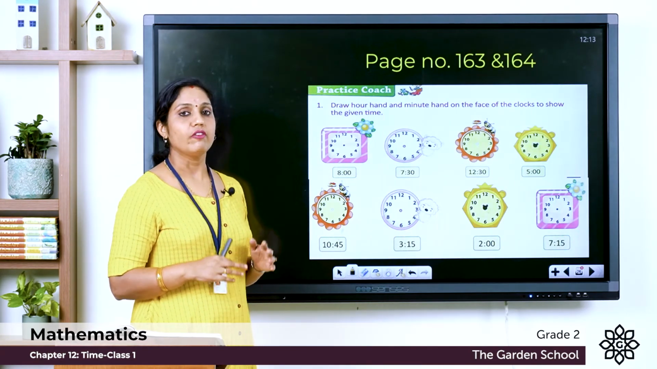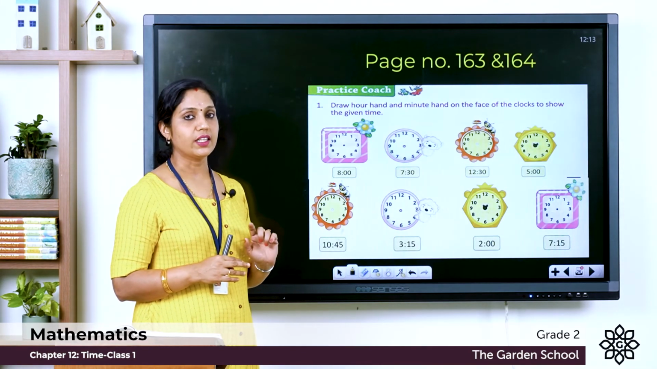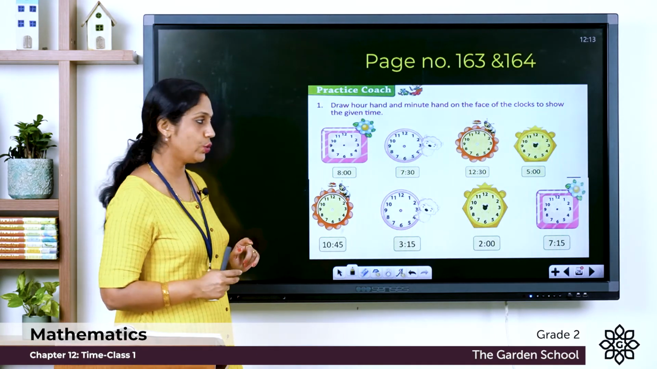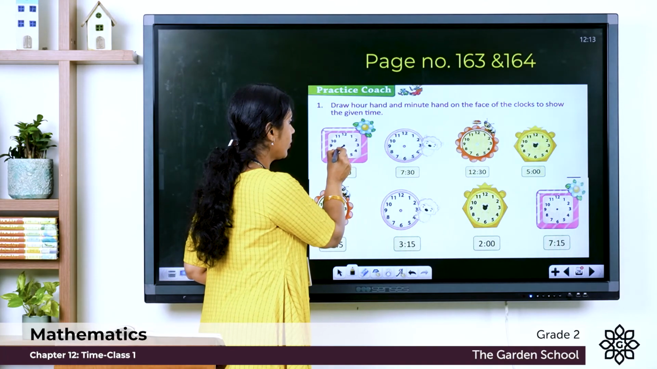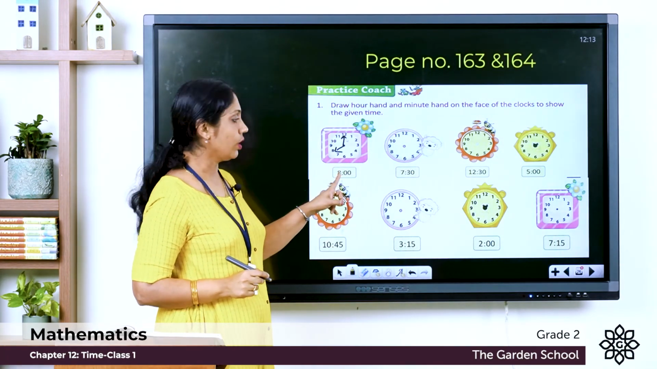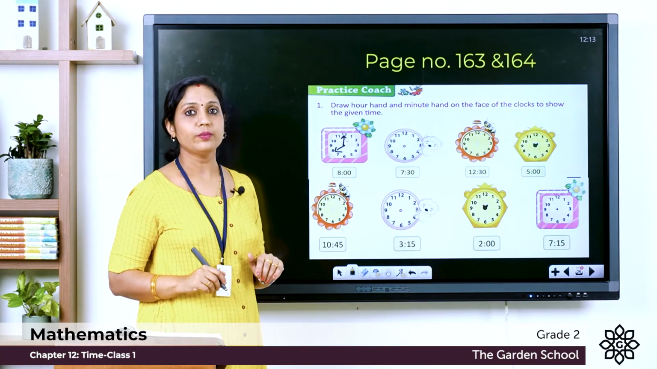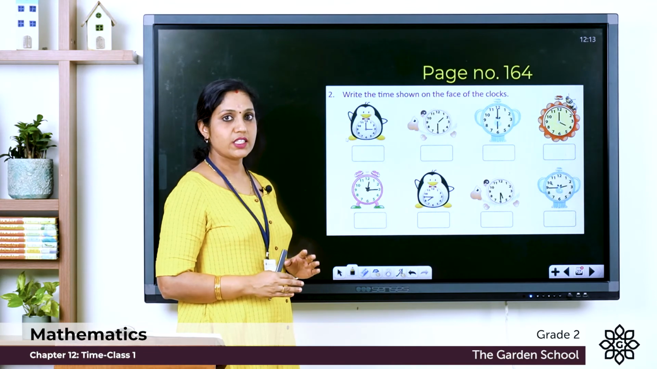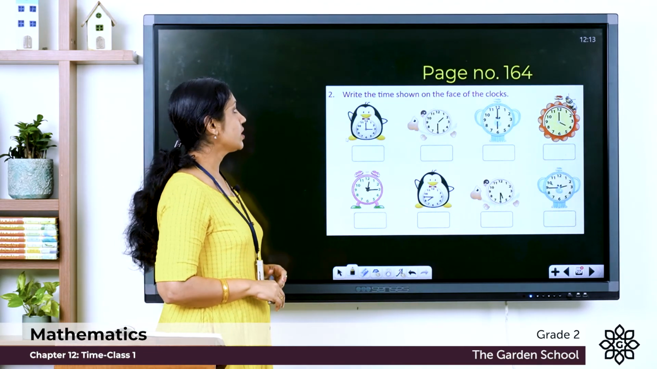It's 8 o'clock. When it's 8 o'clock, the short hand, that is our hour hand, should be on 8 and the minutes hand should be on 12. So let's draw it on 8 and 12. So here it is 8 o'clock. Likewise, you can complete all the clocks. Page number 164 itself, we have the second question.